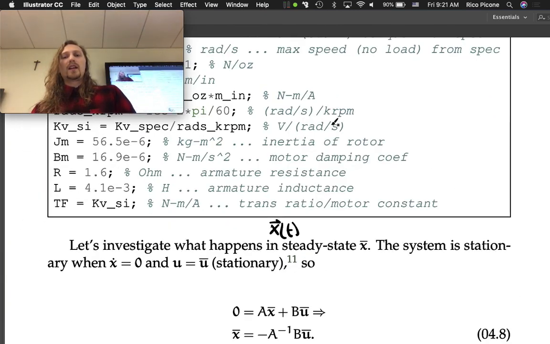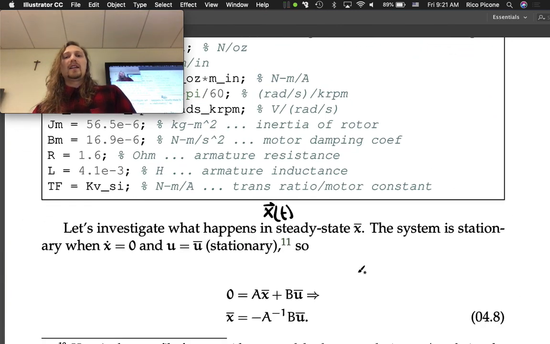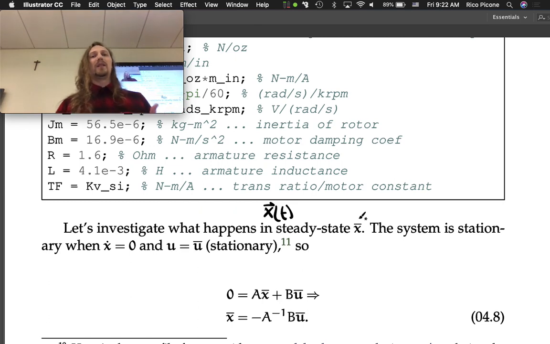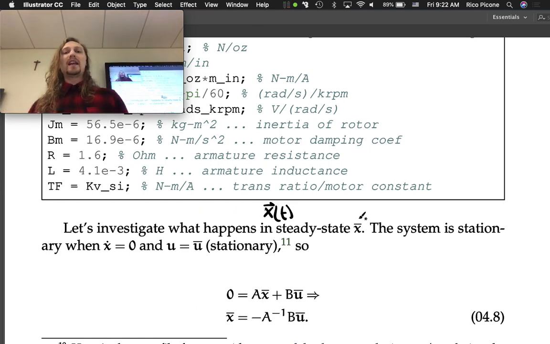So in steady state, those will be constant, or if you had an input that was sinusoidal, they would be sinusoidal. But the input, let's assume that it's going to be stationary, which is to say a vector of constants. So the system is stationary when x dot equals 0 and u is stationary. So we'll just say u bar.